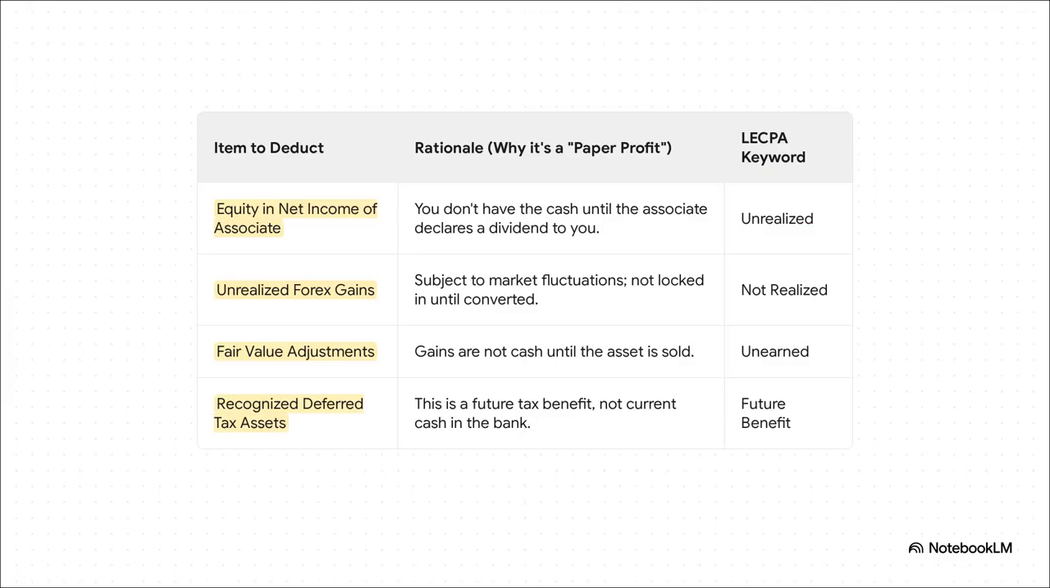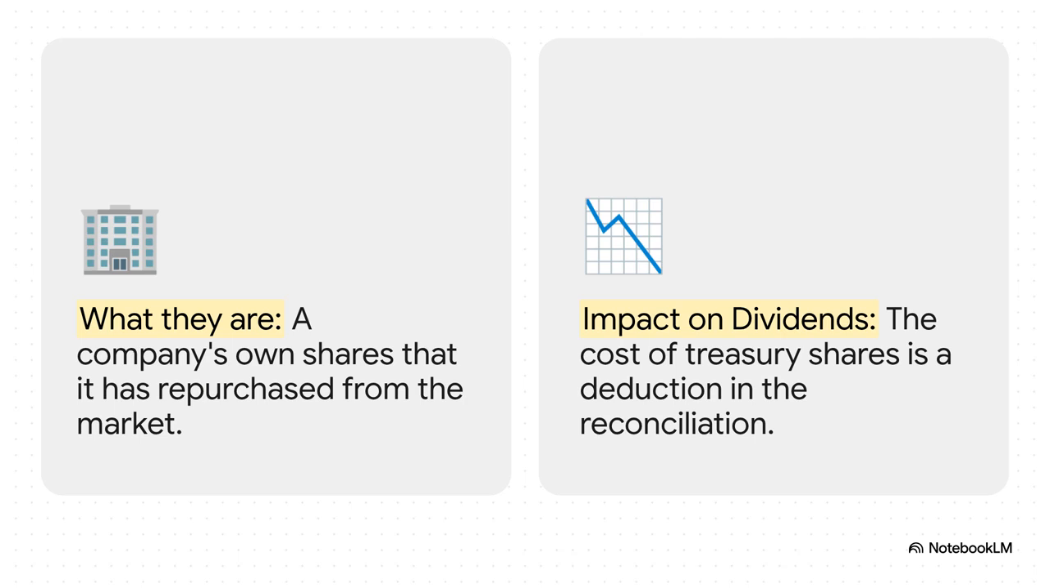Okay, this right here is your ultimate cheat sheet. Seriously, screenshot this, write it down, do whatever you need to do to memorize this table. It covers the most common and tricky adjustments. For example, that equity in an associate, that's a classic exam trap. Yeah, you record the income, but you don't have the cash until they actually pay you a dividend. And same for fair value gains. It's great that your building is worth more, but that's not cash until you sell it, right? And don't forget this other major adjustment: treasury shares. When a company buys back its own stock, it's spending cash that could have been used for dividends. So it makes sense that the cost of those shares has to be deducted to find the true amount that's available for distribution. It's that simple.